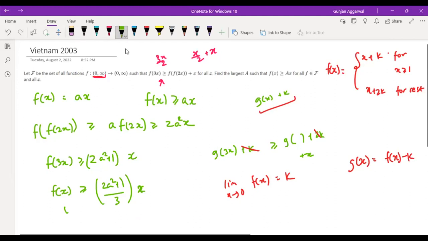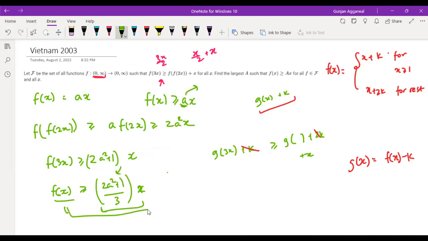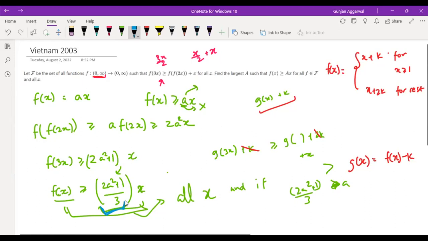I think you thought that what we did here was compare the lower bounds. That's not what we did. We had an assumption that A is the largest constant that works. If this does work, then it works for all x, and if 2a squared plus 1 by 3 is strictly greater than a, then this constant is obviously not the largest one. This is the largest one. Does that make sense?